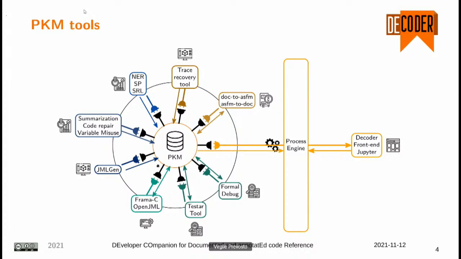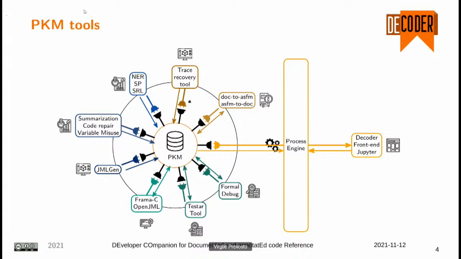Then on the left, we have tools to deal with documentation and specification. So JMLGen will try to generate JML specifications from Java programs. Code summarization will extract some information from the code base and propose some alerts over what might be errors. Semantic role labeling will try to extract semantic information from the code in order to generate meaningful specifications.